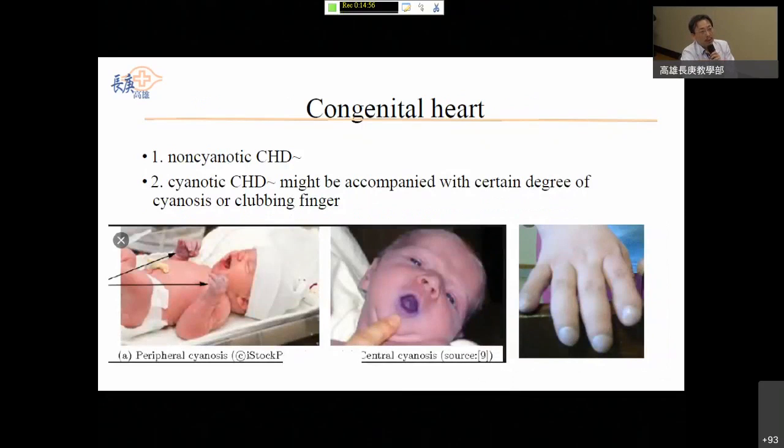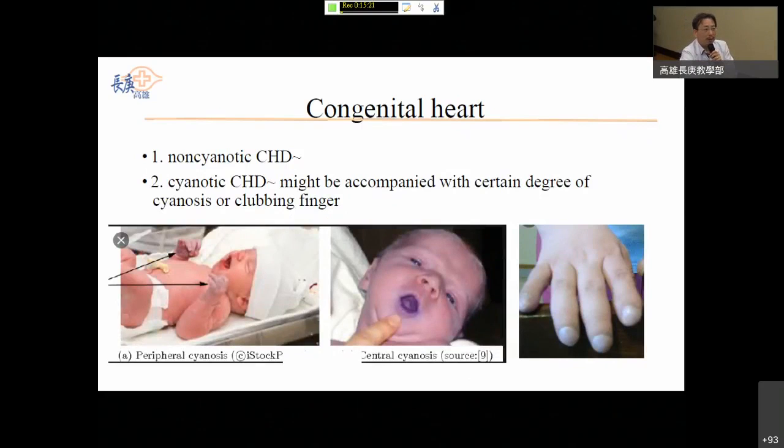Okay? And so for congenital heart disease, we can divide it into two types. One is the non-cyanotic congenital heart disease. What we mean by non-cyanotic is that the person does not have a central cyanosis. And the second type is cyanotic heart disease.